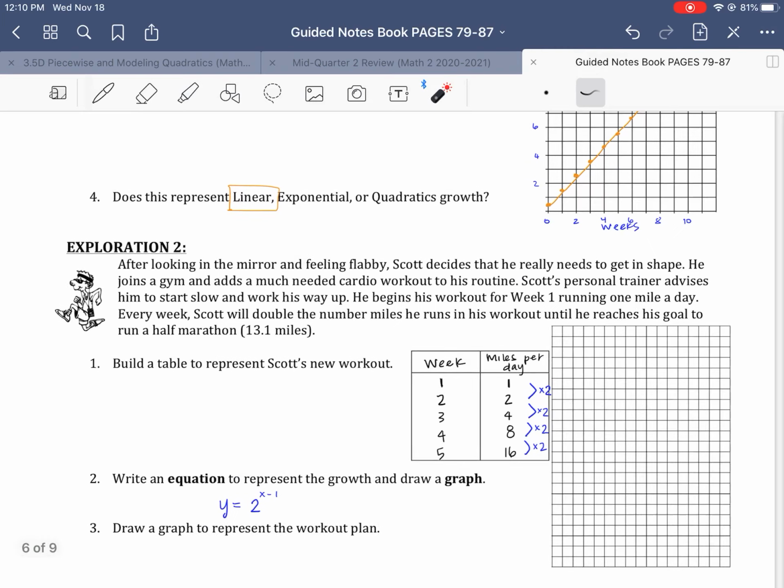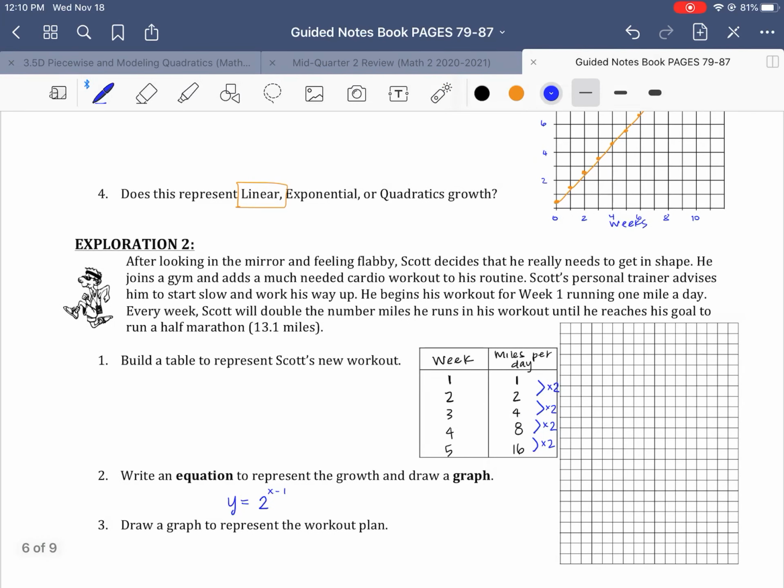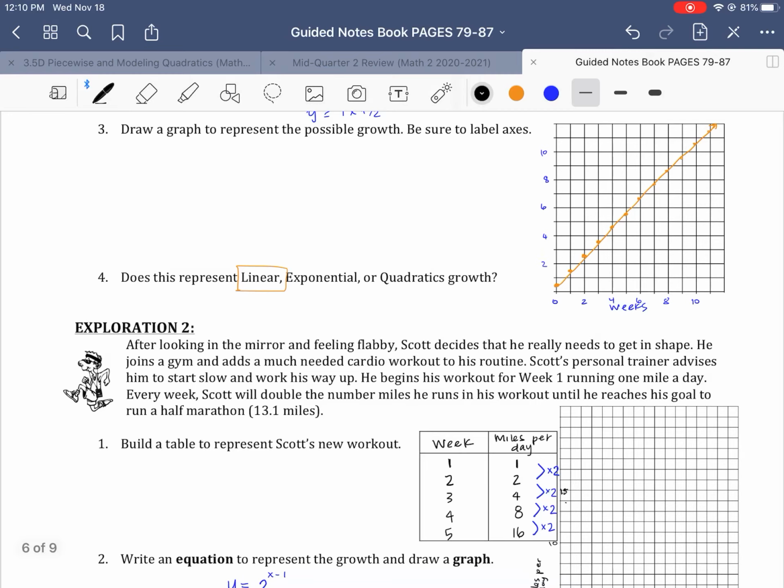Okay, and remember when you graph these, let's draw a rough sketch of this graph. So here's our weeks. And I'm going to spread this one out a little bit. So I'm going to put 1 here, 2, 3, 4. And then maybe I'll just go by ones here: 3, 4, 5, 6, 7, 8, 9, 10. I'll put 5 there. Good. So this is miles per day.